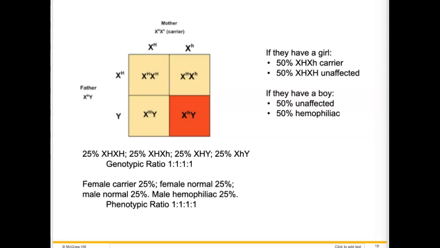If they have a female, there would be a 50% chance she's a carrier and a 50% chance she's unaffected. If they have a male, there's a 50% chance he will be unaffected and a 50% chance that he'd be hemophiliac. Regardless of whether the father is a hemophiliac or not, all sons will have a 50% chance of exhibiting hemophilia because mom carries it on the X chromosome.